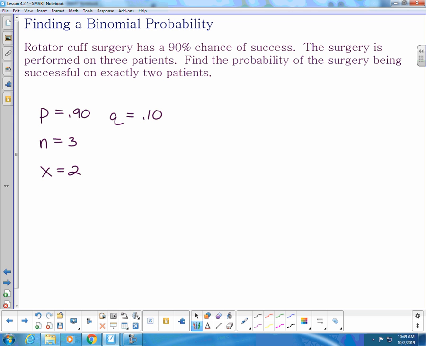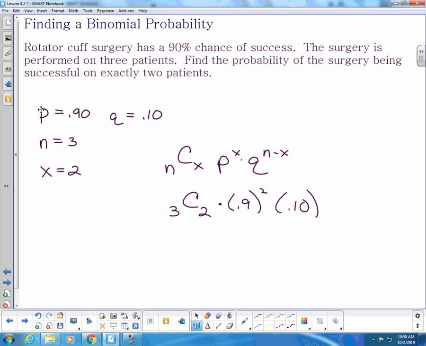So again, here's my formula. nCx, p to the x, q to the n minus x. And guys, that looks complicated, but if I have 2 patients that it was successful on, I have how many that it wasn't? 1. You're just the rest of the people, okay? So you're going to do 3C2 times 0.9 to the 2, times 0.1 to the 1. You just got to type that in your calculator.